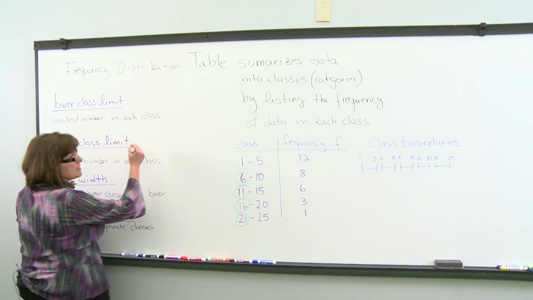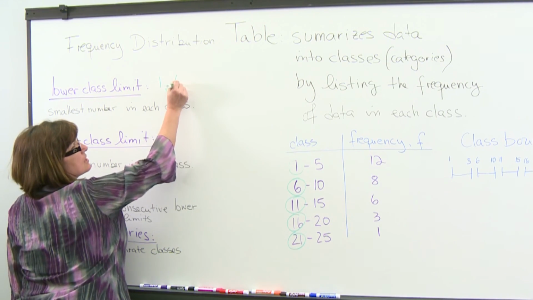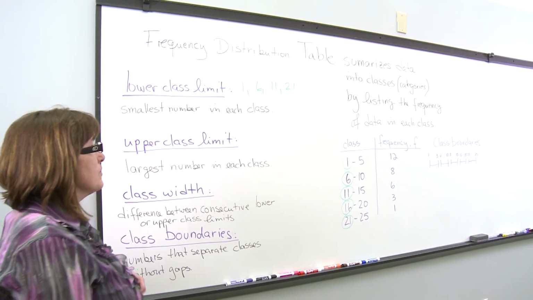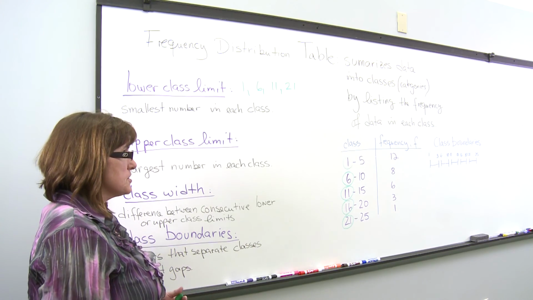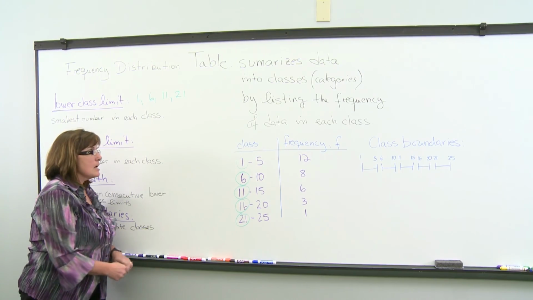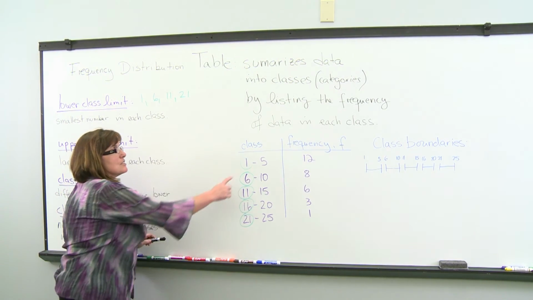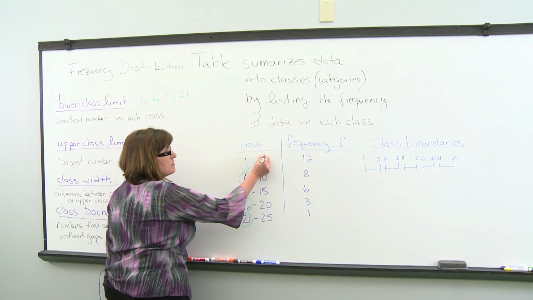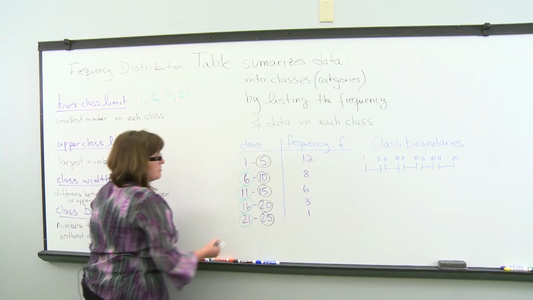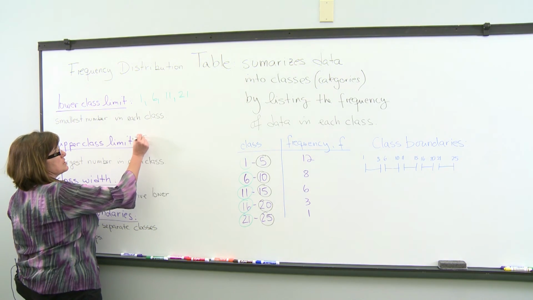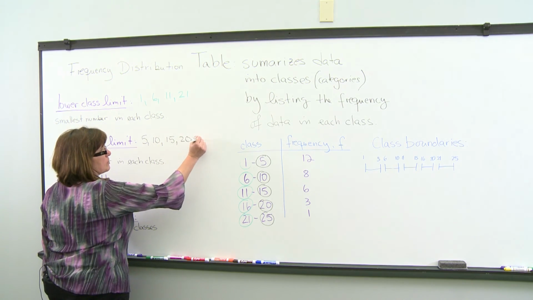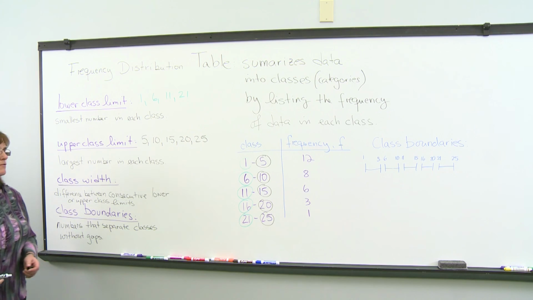So let me go over here and write the lower class limits down. We have 1, 6, 11, 16, and 21. Okay, when we later create our frequency table with just data, we also need to find the upper class limits. The upper class limits are the largest numbers of each class. So I'm circling them. We have 5, 10, 15, 20, and 25. So the upper class limits: 5, 10, 15, 20, and 25. Not too bad so far.